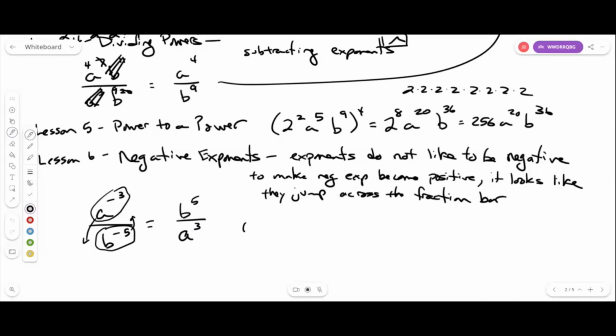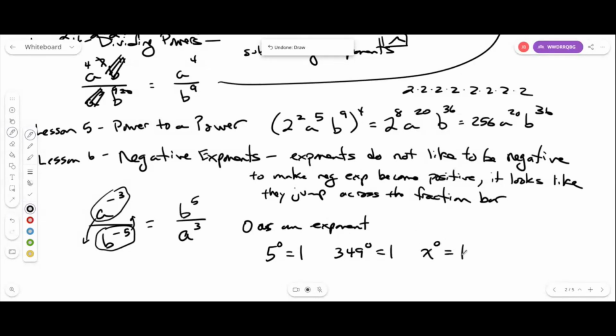We also talked about 0 as an exponent, and we learned that anything to the 0 power is 1. Even a variable.